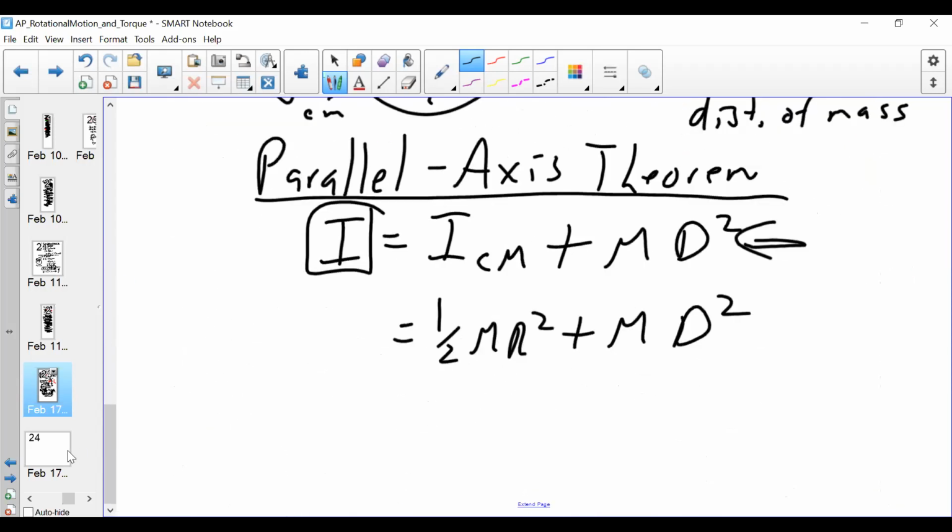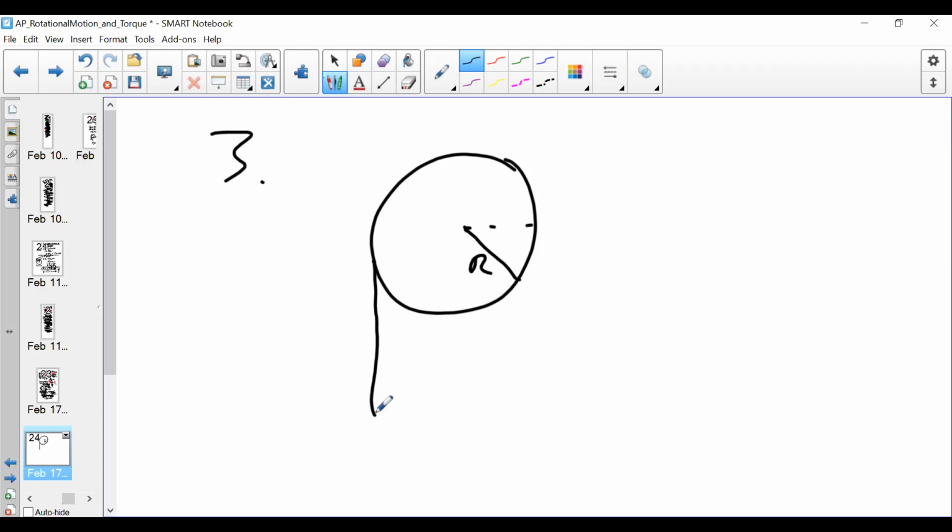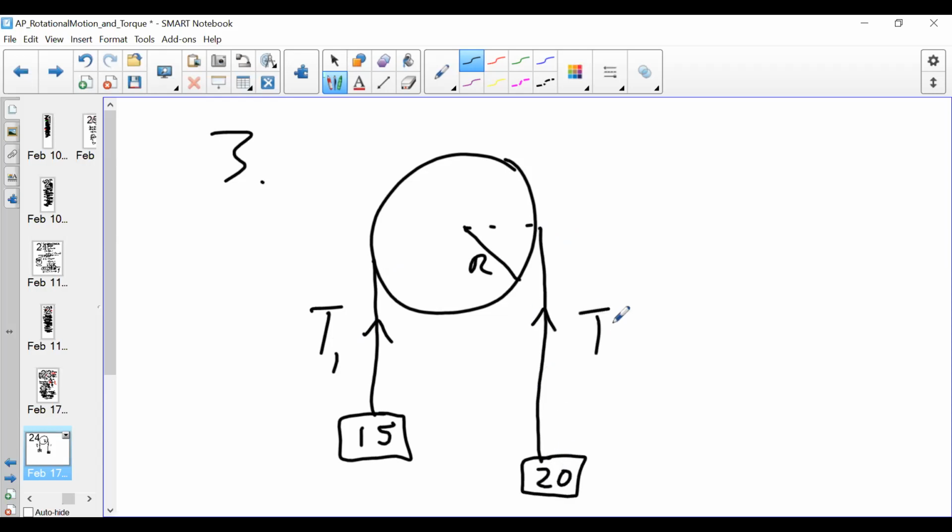Okay, next example. So we're going to do the same thing. Now we're going to have two parts of the tension. And again, if you recall, we're doing that because both sides of those strings are going to produce a different torque, one clockwise, one counterclockwise.